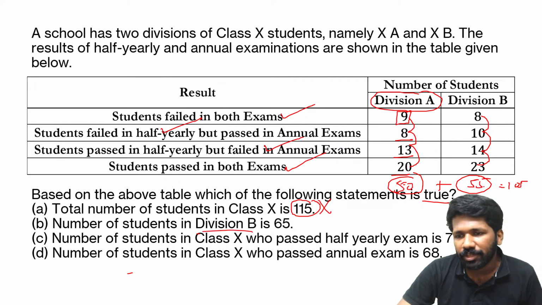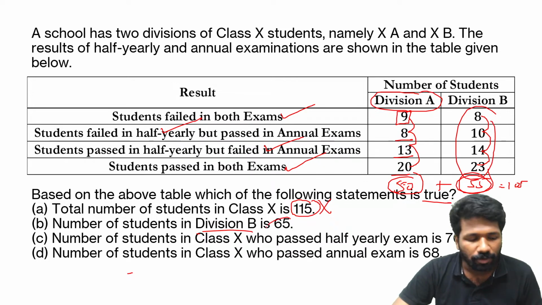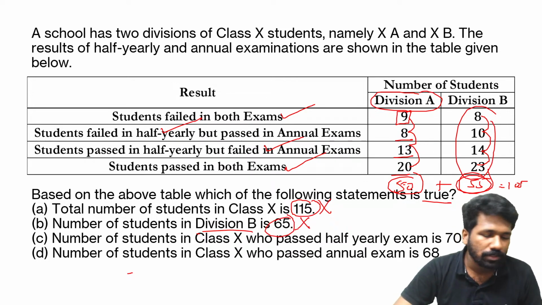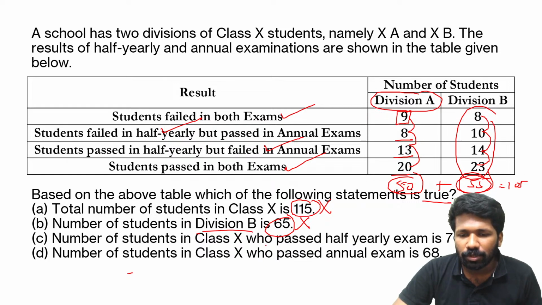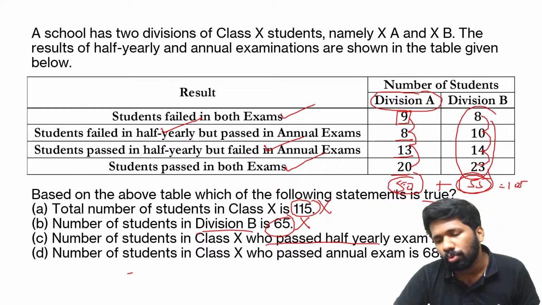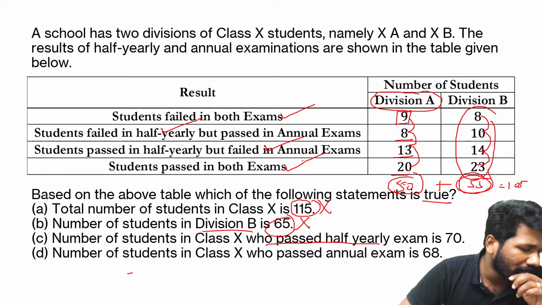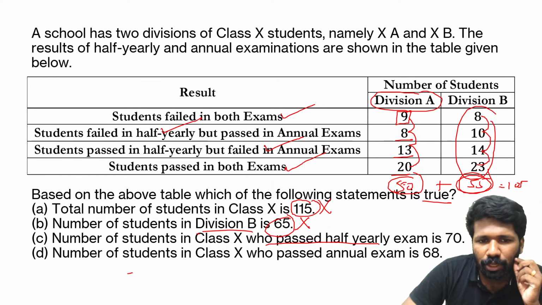Number of students in division B. Division B already we calculated. Adding this you will get 55, not 65. So that is also false. Number of students in class 10 who passed half yearly. That is 2 groups of people are there. Passed in half yearly means passed in half yearly only also is there. Passed in both exams is also there.